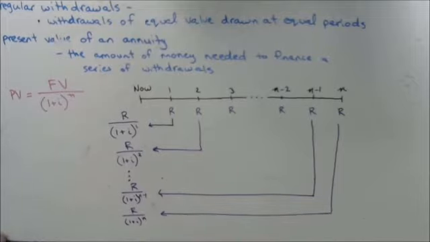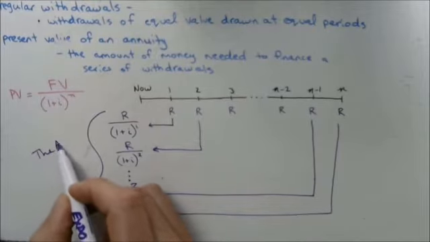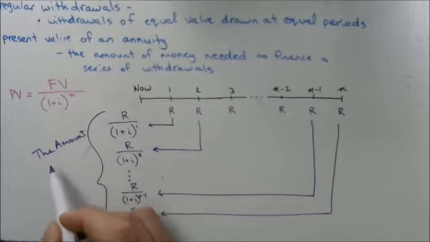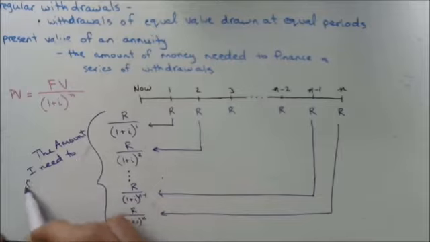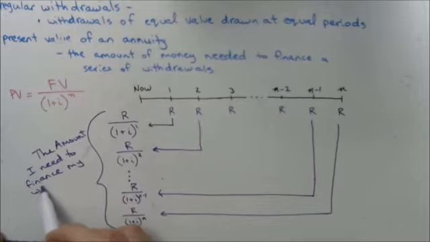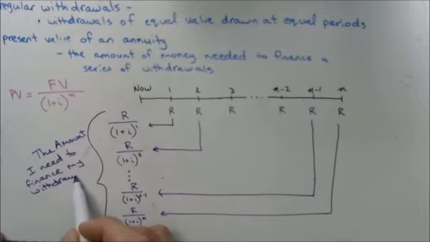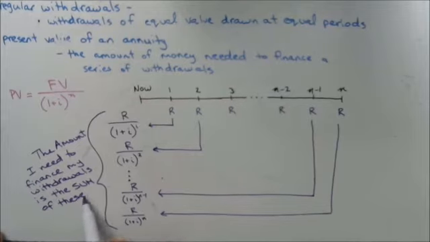And now, in order to find out how much I actually need now, all I do is take all of these up. The amount I need to finance my withdrawals is the sum of these amounts.